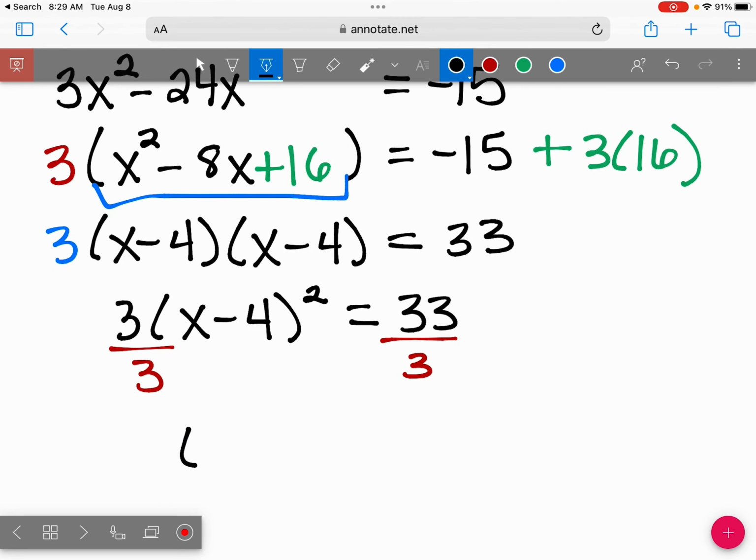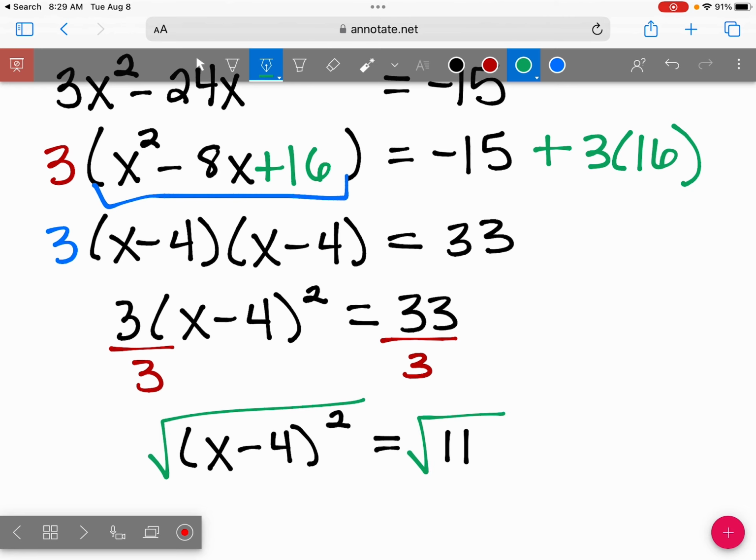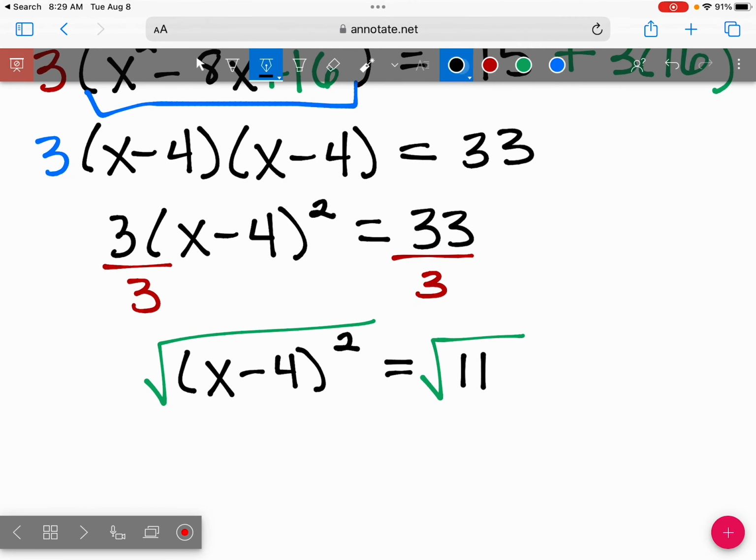So that gives you x minus 4 squared equals 11. Now we have to get rid of the square. What's the opposite of squaring something? Square root. So we're going to take the square root of both sides. And that gives you x minus 4 equals plus or minus the square root of 11.